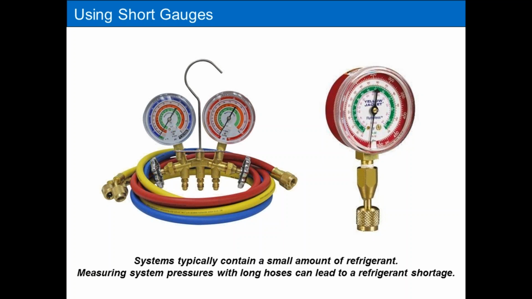You can buy them at a wholesaler, or you can make up your own little stubby set. And that is definitely the way to go when you want to just measure pressure. If I want to measure the suction pressure or the discharge pressure of these units, I would recommend using a short stubby gauge set for troubleshooting.